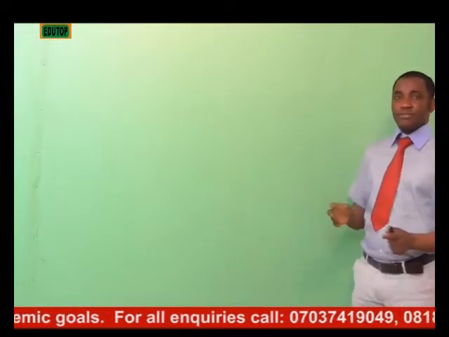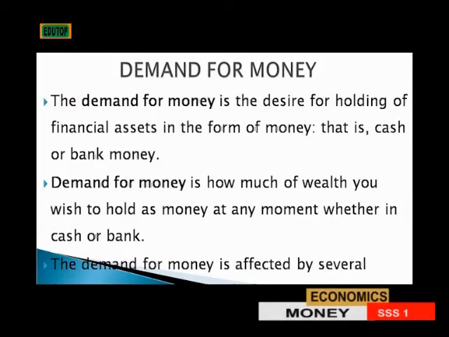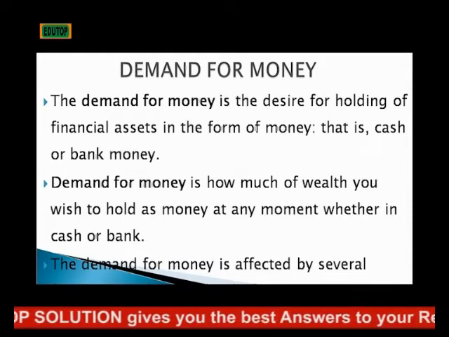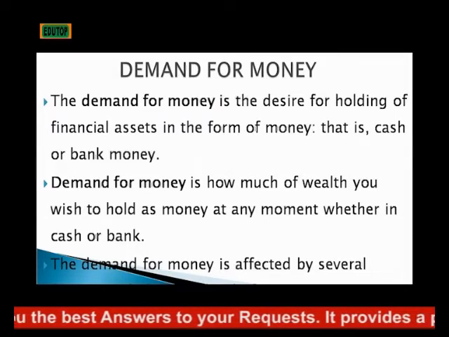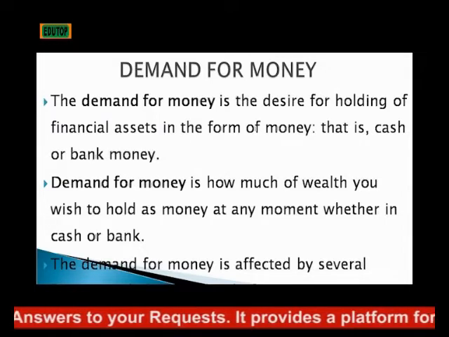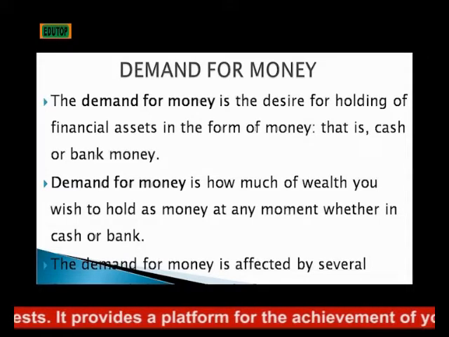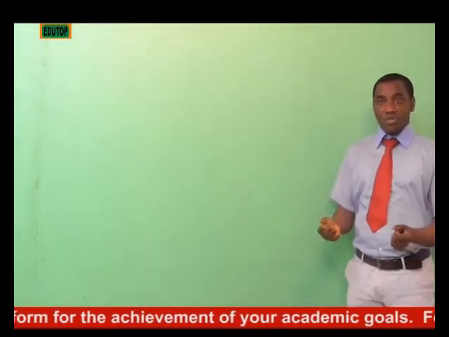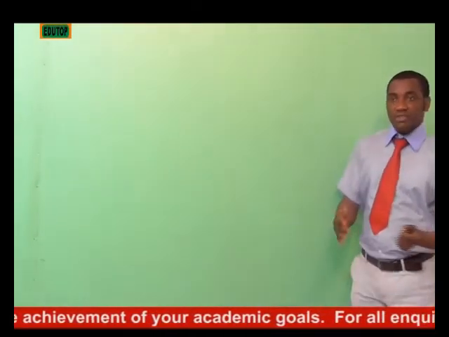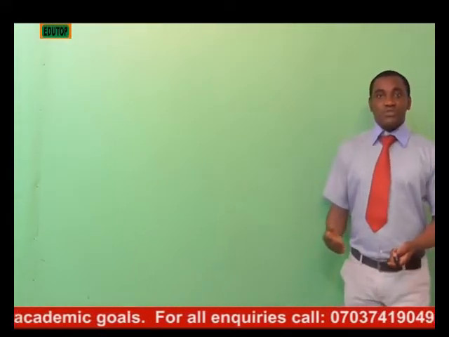Demand for money. Demand for money is the desire of people to hold financial assets in form of money, that is, in form of cash or bank money. Demand for money is how much of wealth, in form of financial wealth, that a particular person wishes to hold as money at a particular period of time. The demand for money is affected by several factors, including the level of income, the level of interest rates, the level of inflation in a country, as well as uncertainty about the future.